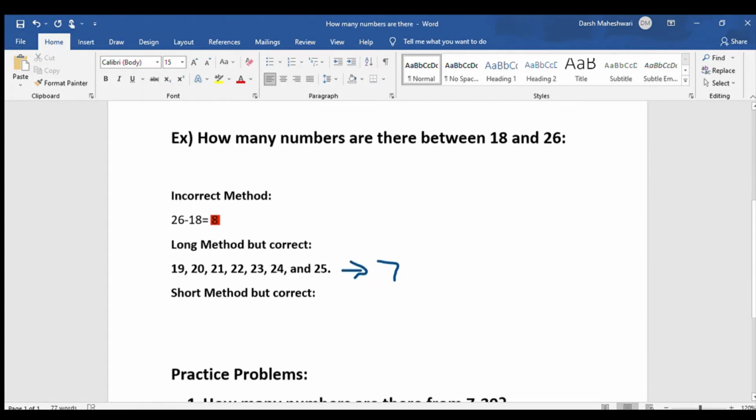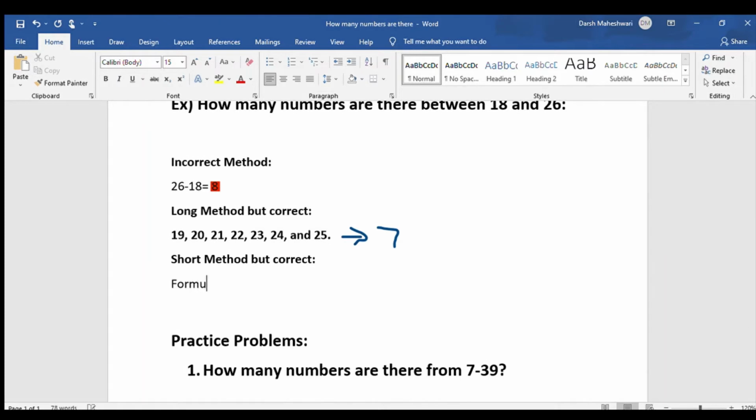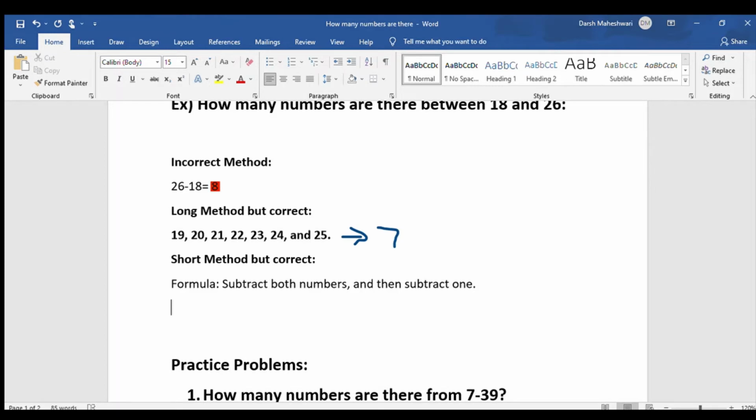So let's do the formula, or what you need to do. Subtract both numbers, and then subtract 1. When it says subtract both numbers, that just means, in this case, 26 minus 18. Then you have to subtract an extra 1 since you're not including any of the values. So let's go ahead and do that.